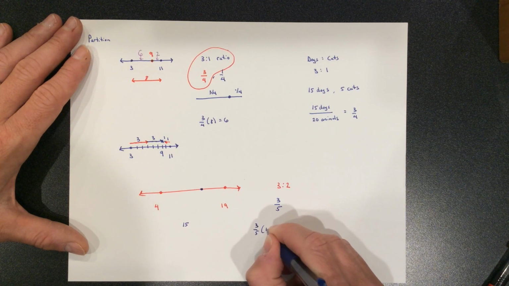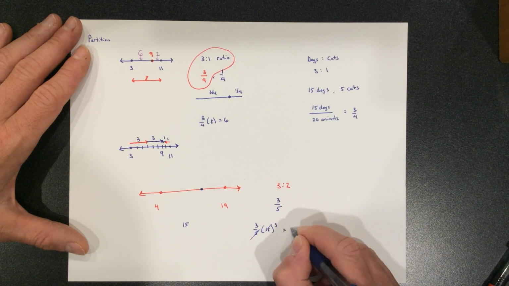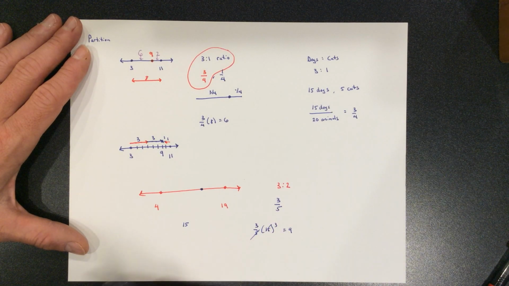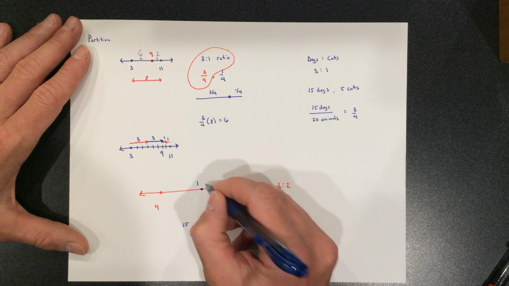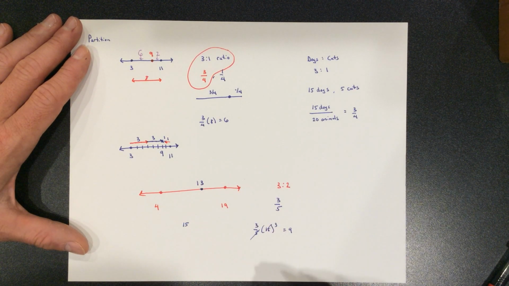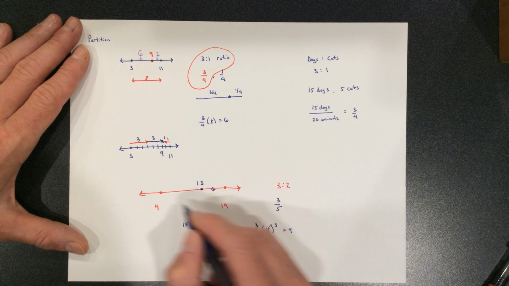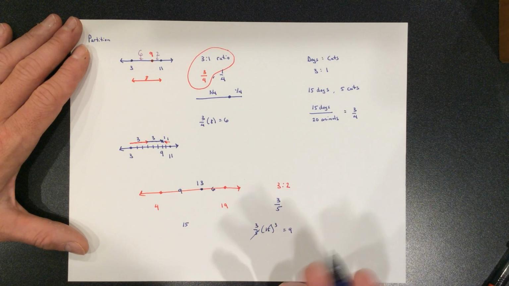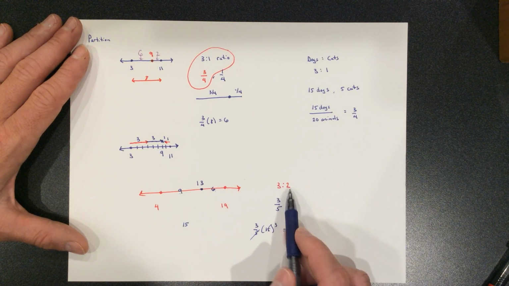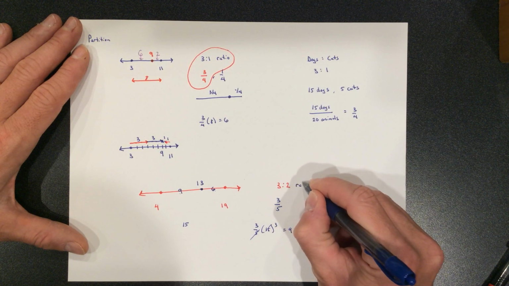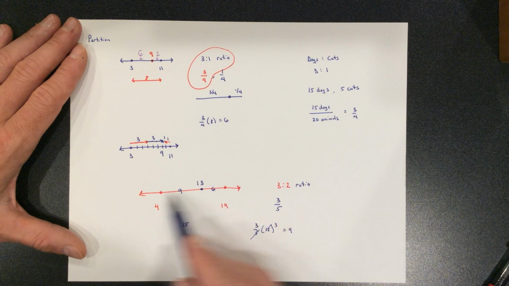3/5 times 15. 15 and 5 make a 3. 3 times 3 is 9. You're like, cool, 9. So just walk 9 steps. 9 steps over from 4 is 13. You can check your answer. See how far 13 is. It's 6 from here, and it's 9 from here. Look, 3-to-2. 9 to 6 is a 3-to-2 ratio. 3-to-2 ratio, to me, makes the most sense to look at it as a 3/5 of the way.